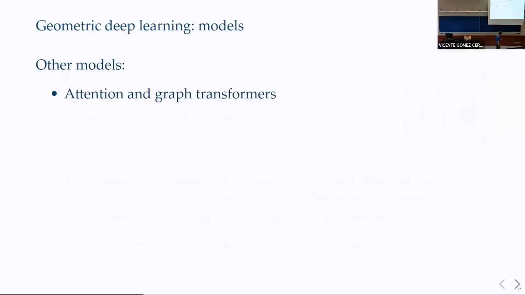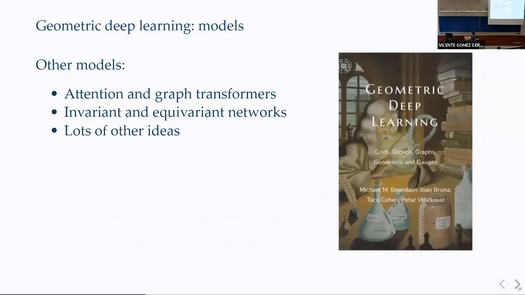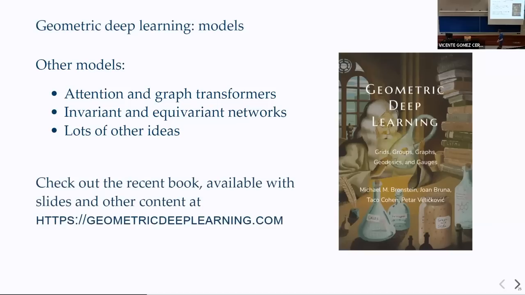Some other models in that space include attention models and graph transformers, various kinds of invariant and equivariant networks. These are analogs of MLPs, but with extra geometric properties, and tons of other ideas. I'm not going to go into them in much detail in this tutorial, because there's a very nice book by Michael Bronstein, Joan Bruna, Taco Cohen, and Petar Veličković, who study those questions in a fairly substantial amount of detail. So check it out.